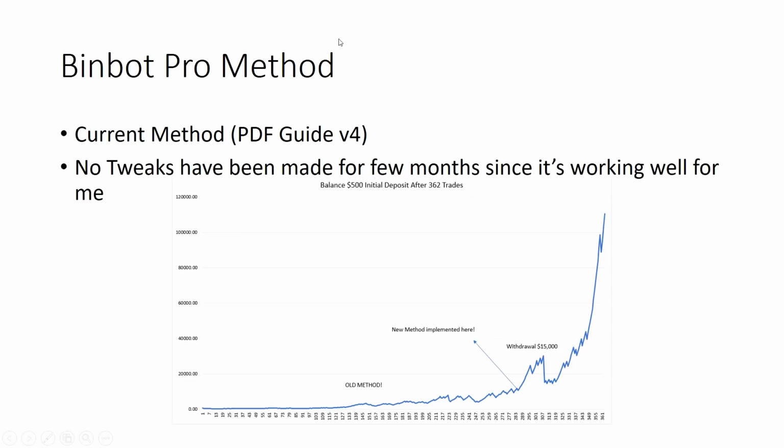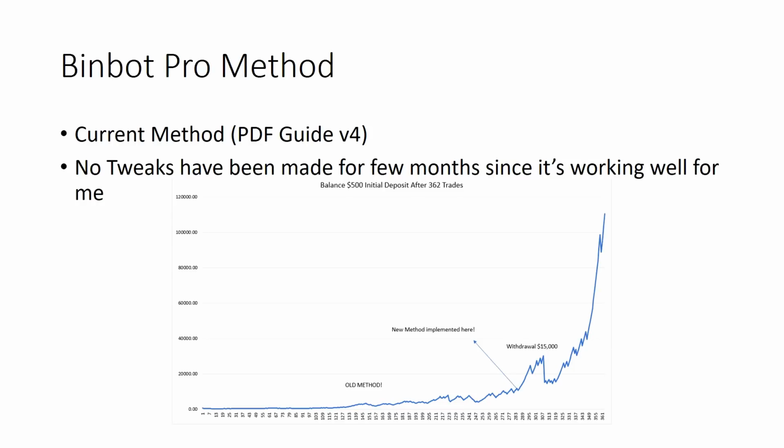Basically, the current method is the method that I've been sharing with my subscribers, which is the PDF guide V4. Most likely the old subscribers that have been trading with me have already received this copy of the PDF guide. I have not made any tweaks because this method has been proven to be working very well for me.